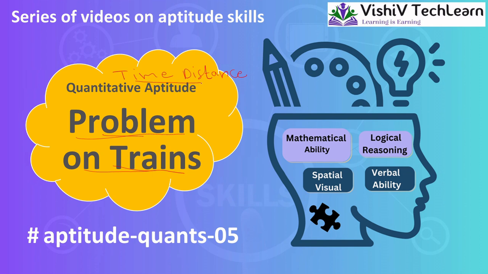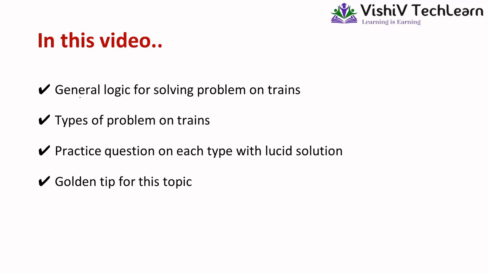In time and distance, the relation between time and distance can be described by speed, and in this topic we generally use the logic of speed equals distance upon time. So this same logic we are going to use for problems on trains as well. So let's start. In this video we will first see the general logic of problems on trains, then types, practice questions, and then a golden tip at the end.